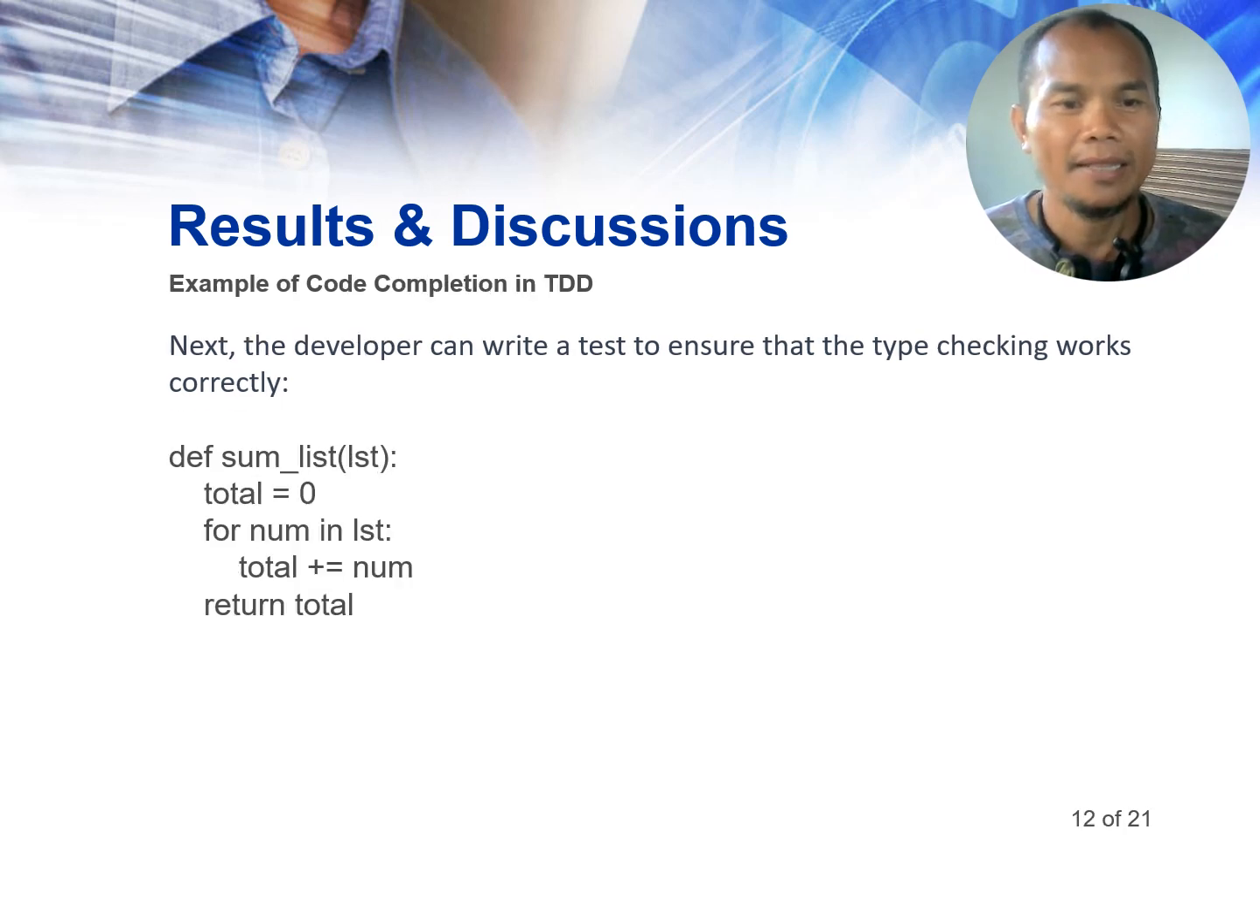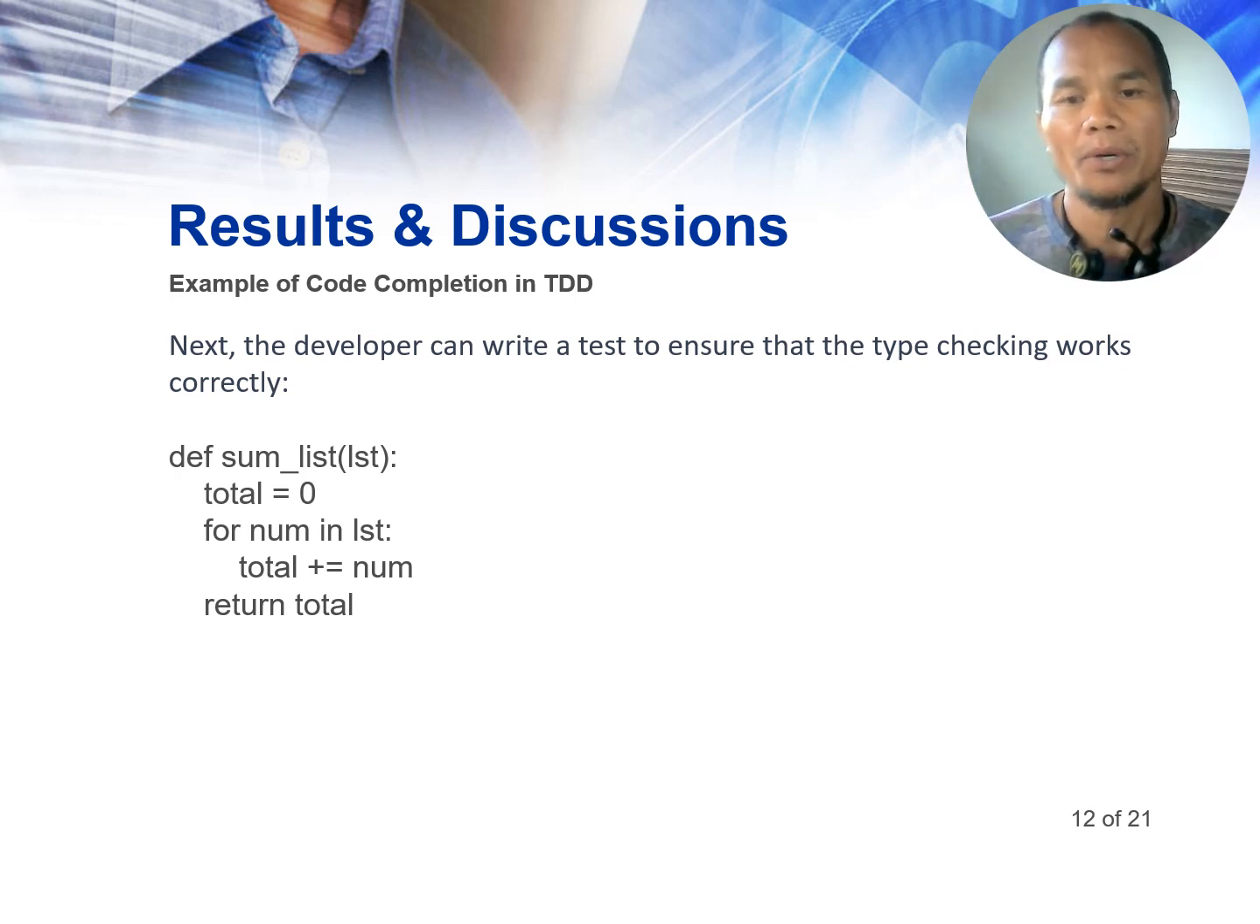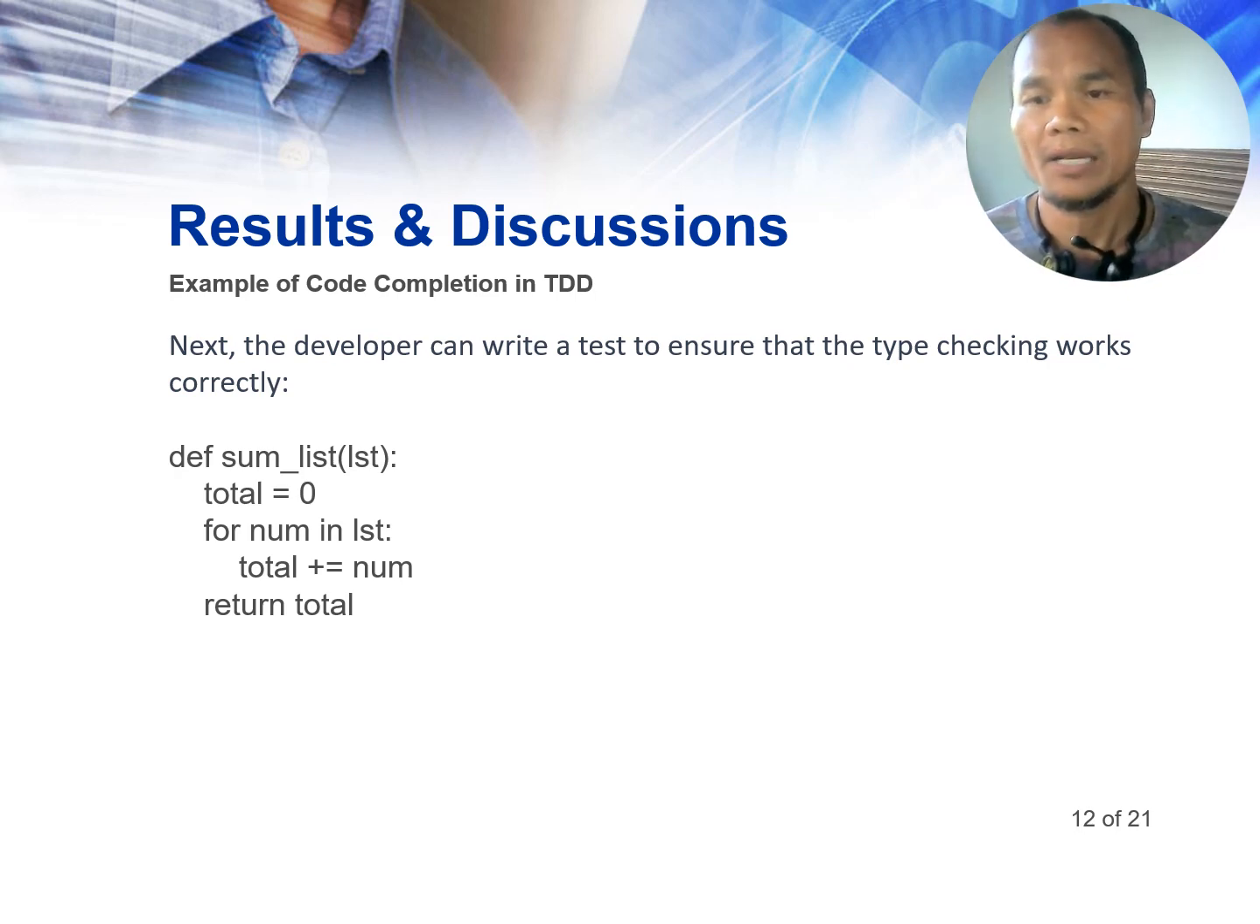And then the next TDD topic is code completion. Code completion involves using automated tools that suggest possible code snippets or completions as the developer is writing code. So here's an example. Suppose a developer is working on a function that calculates the sum of a list of numbers. The initial implementation of the function might look something like this.